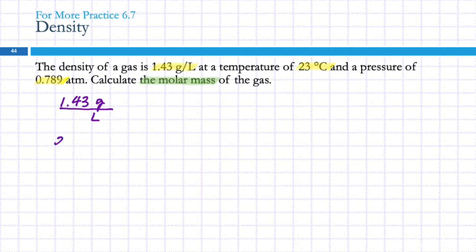We've got 25 degrees Celsius, and we've got 0.789 atmospheres. So we could label these things. This is the density, this is the temperature, and this is the pressure. It's 23 degrees. 23, thank you.